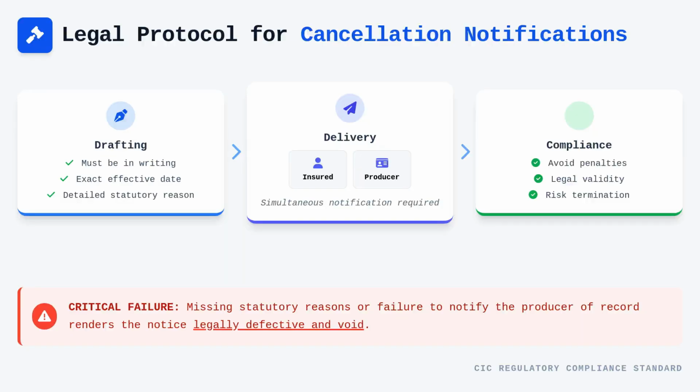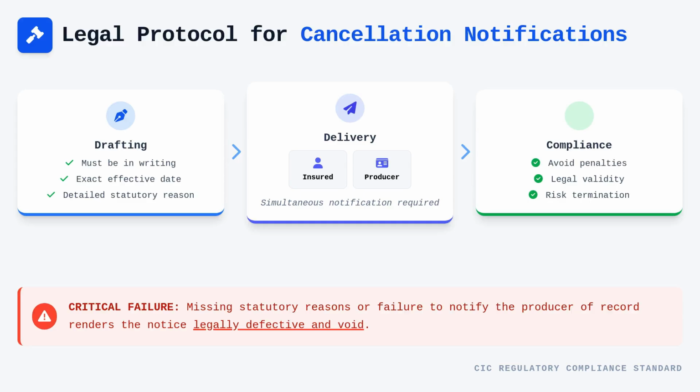To protect your agency and the insurer from administrative penalties, drafting accurate cancellation notifications must follow a precise legal protocol. Every notice must be in writing and must explicitly state the exact effective date of the cancellation along with the specific, detailed reason for the action. Under CIC regulations, a copy of this written notification must be delivered or mailed simultaneously to both the named insured and the producer of record, provided that the producer is an independent representative and not a direct employee of the insurer.